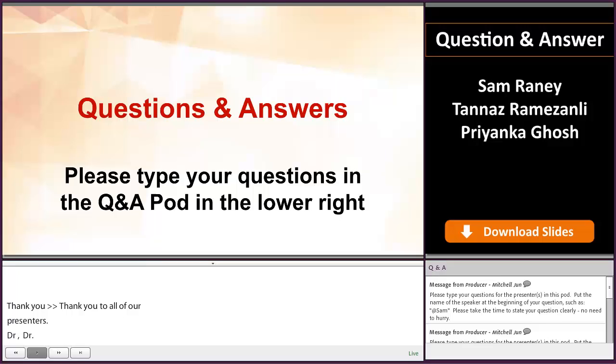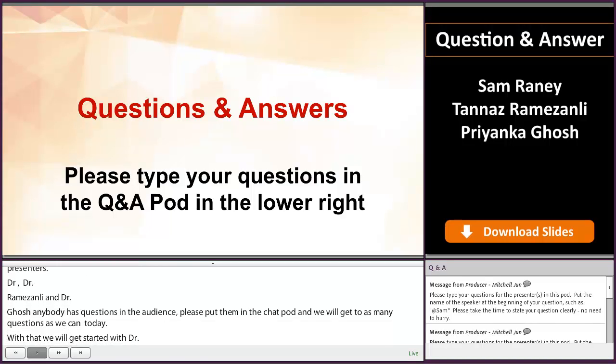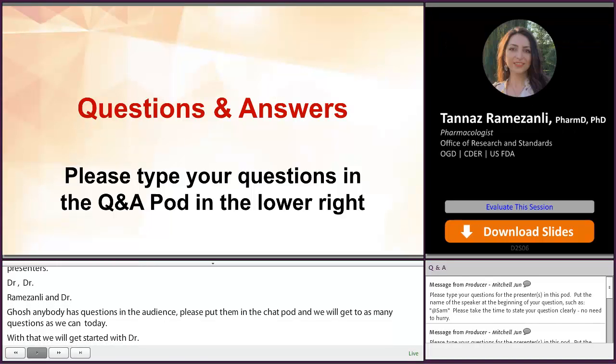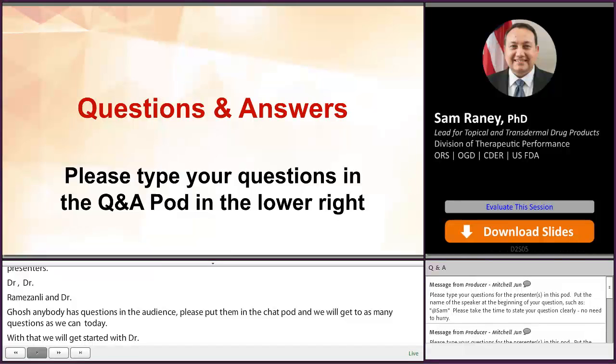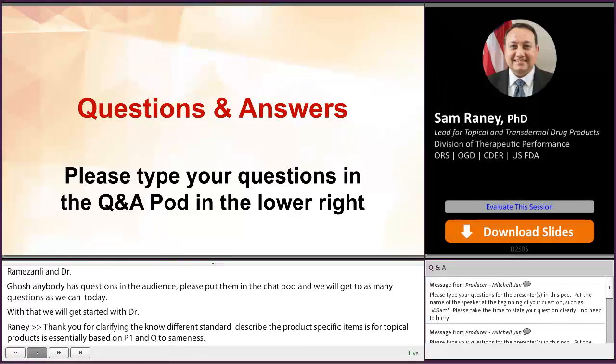Thank you for clarifying that the no difference standard described in product-specific guidances for topical products is essentially based on Q1 and Q2 sameness. The question is, how should a generic drug developer develop a generic product differently depending upon whether we are trying to achieve Q1, Q2, Q3 sameness versus Q1, Q2, Q3 similarity?